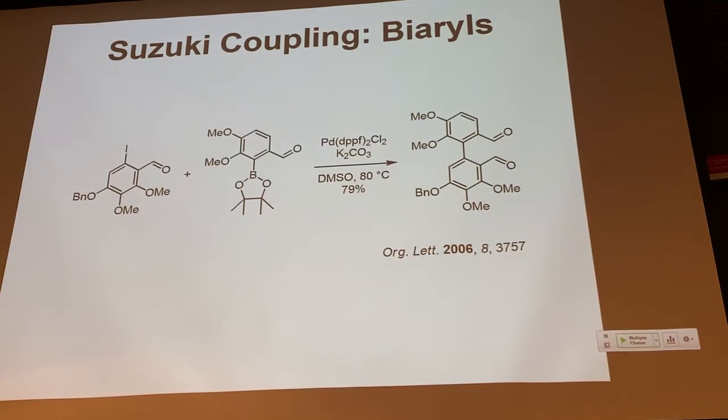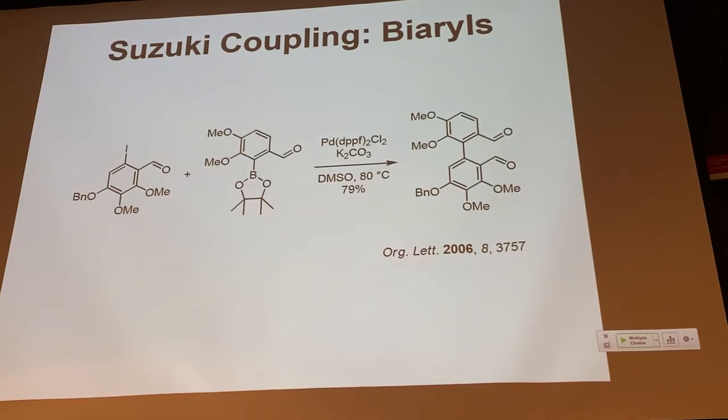Okay, but you can see that you can form very hindered carbon-carbon bonds in this process. Our product here has 3 substituents in ortho positions to where this carbon-carbon bond is. So that's fairly hindered. It shows the power and the utility of the Suzuki reaction that it's able to form such a hindered bond. Okay.